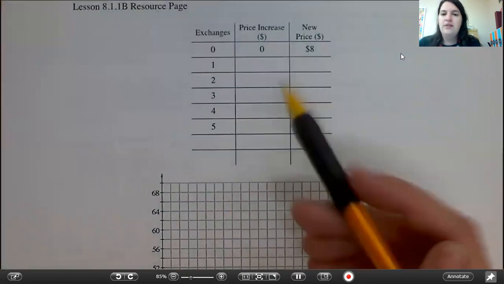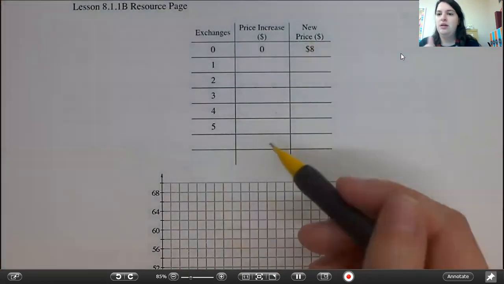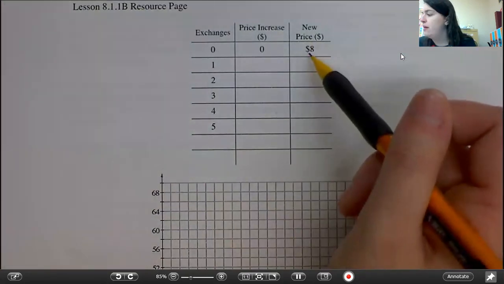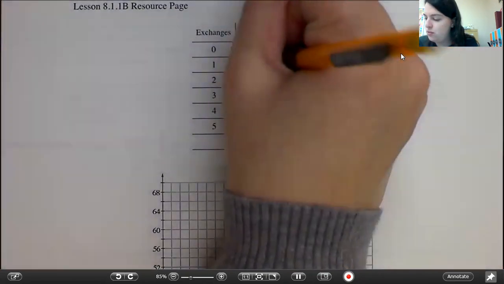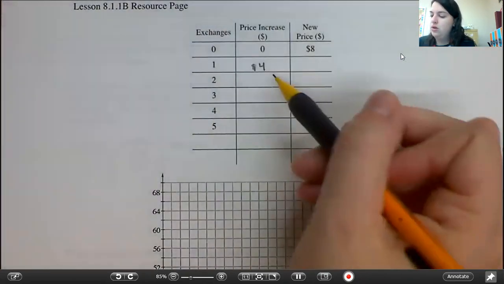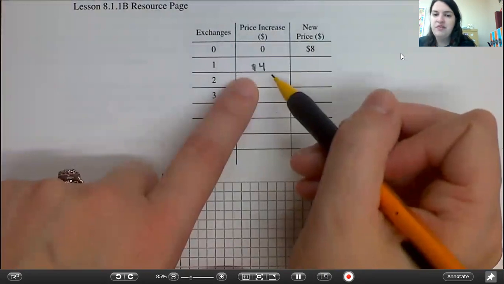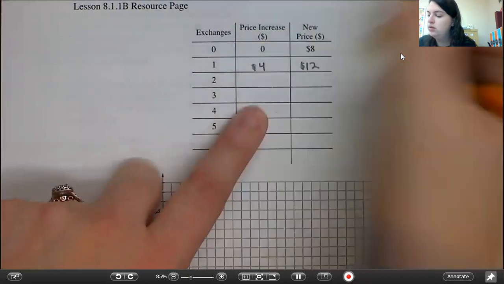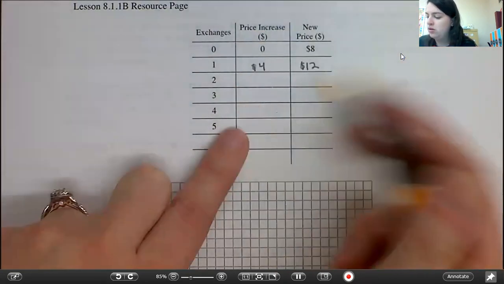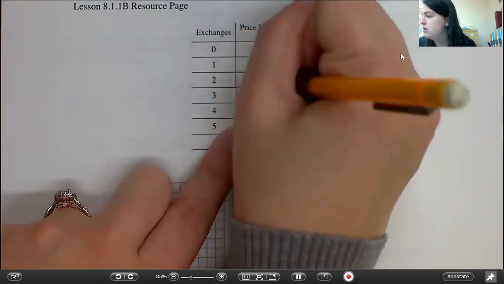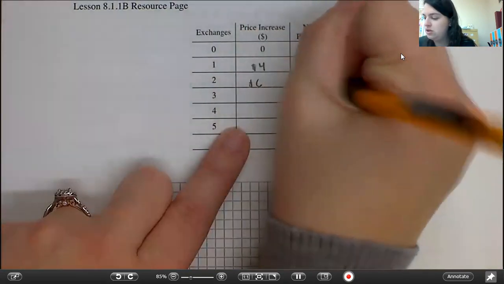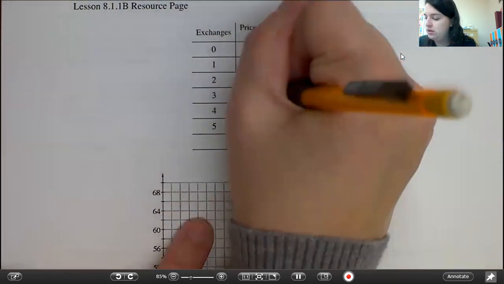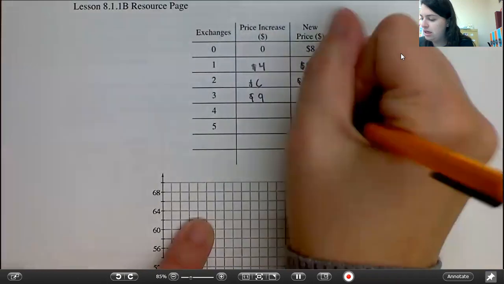So we have to ask yourself, we know that each time it's increasing by 50%. So 50% of the new price here is $4. So after one price exchange, 50% of 8 is 4. So the total price is 12. Now we need to do 50% of 12, which is $6, and add it to the total price. 50% of 18 is $9, and add it to the total price.